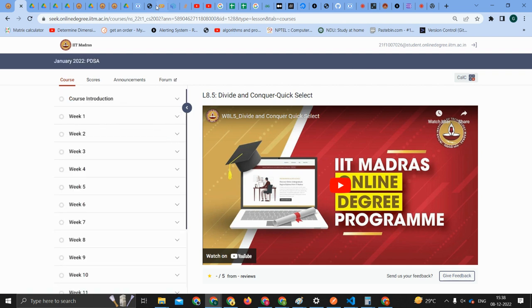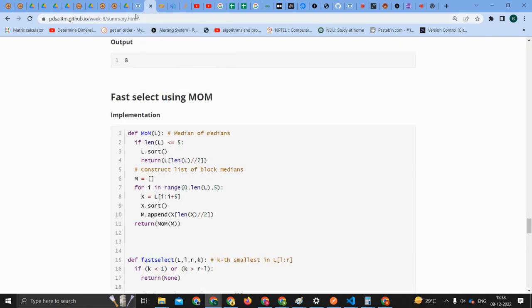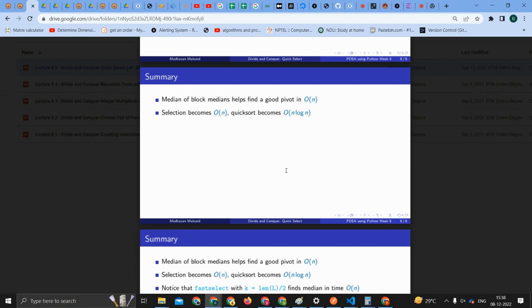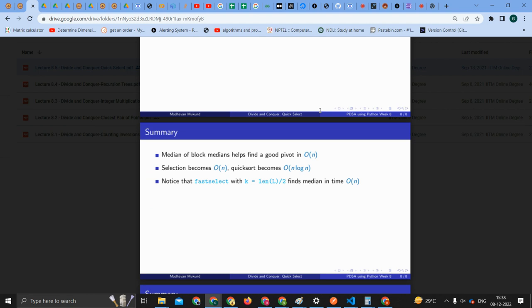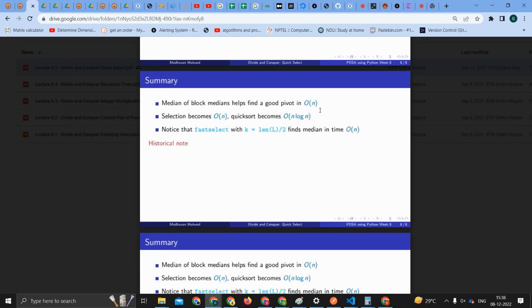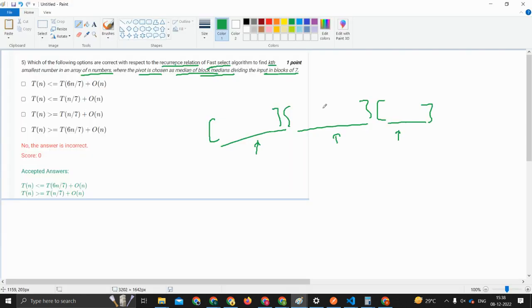Regarding the table, with median of medians, both quick select and fast select become order of n, right? No, quick sort becomes n log n in the worst case when we use median of medians. But quick select and fast select are order of n only. Quick select is without using the MOM, because without using MOM it is order of n square in the worst case.